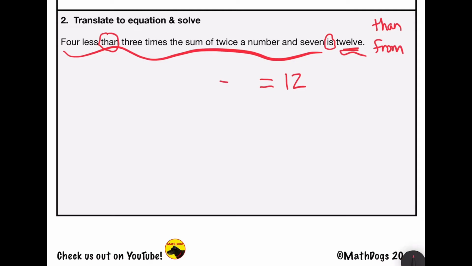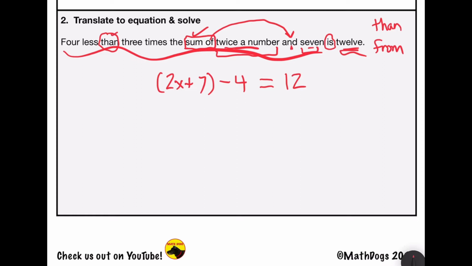4 less than, and 4 is going to be less than 3 times the sum of. Here's another key phrase, sum of. The sum of means I'm going to include a set of parentheses. Sum of, difference of, quotient of. And what I do is I look for the next word being and, and that will tell me the 2 things that are being added together in the sum. So I want a sum of twice a number, which is just 2x, and 7. So I'm going to open up my set of parentheses, and I'm going to sum 2x and 7.